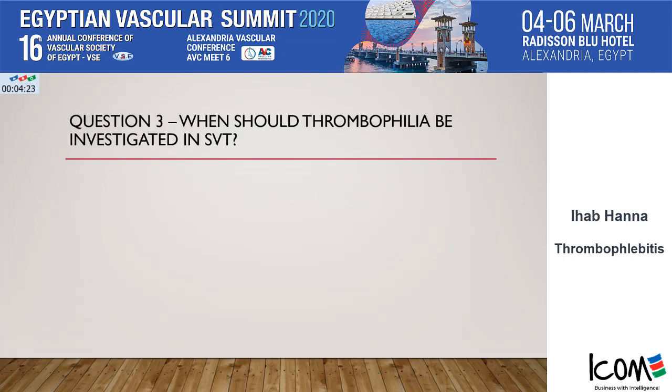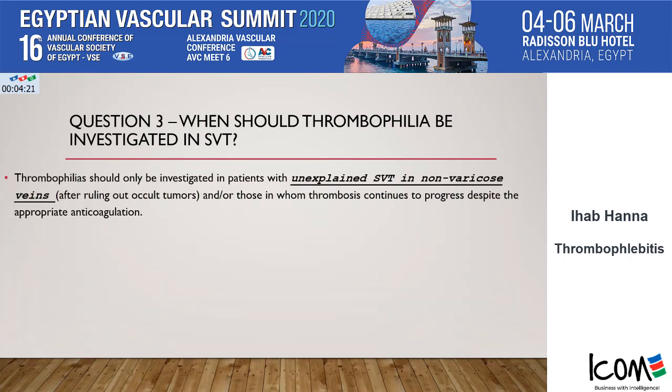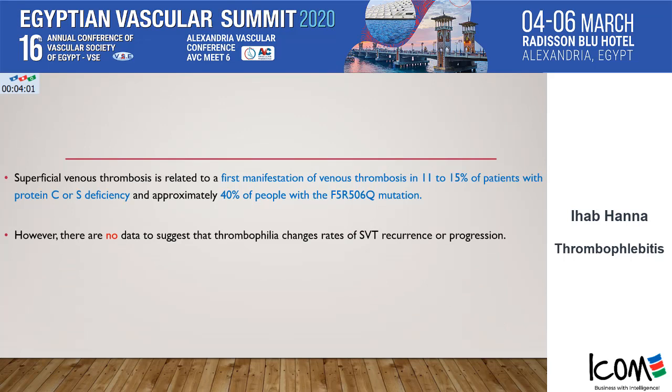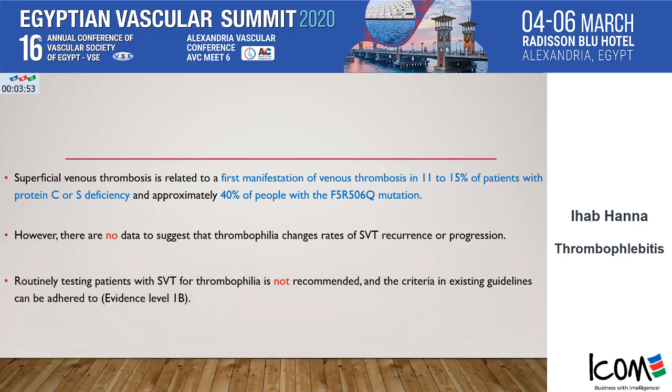When should thrombophilia be investigated? Thrombophilia should be thought about in unexplained superficial vein thrombosis in non-varicose vein patients. It is the first manifestation of superficial vein thrombosis in 11 to 15% of patients with protein C and protein S deficiency, and in 40% of factor V mutation. However, there is no data to suggest that thrombophilia changes the rate of superficial vein thrombosis recurrence or progression. Routine testing of superficial vein thrombosis for thrombophilia is not recommended.